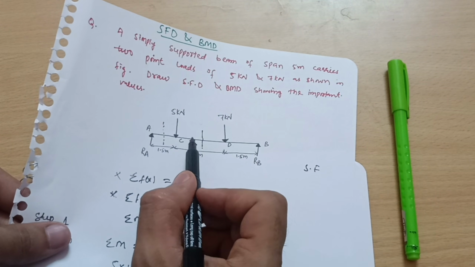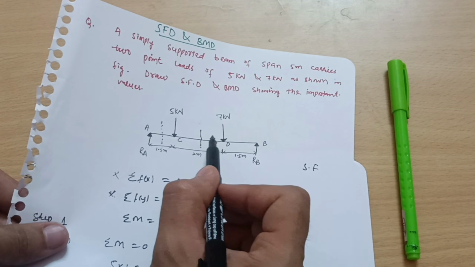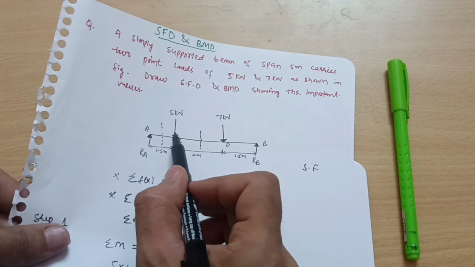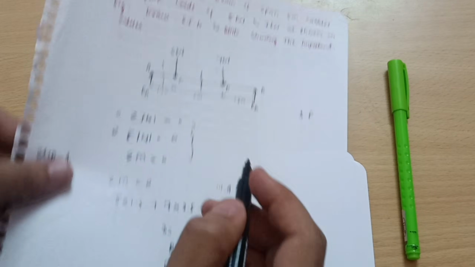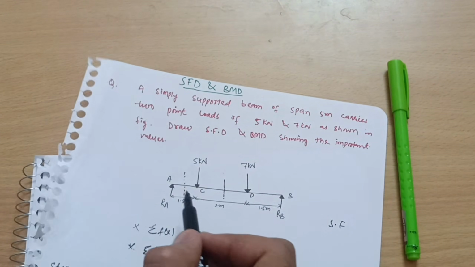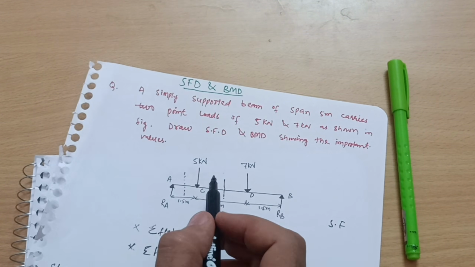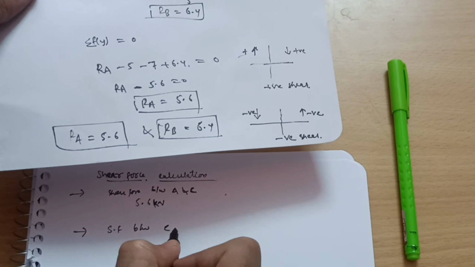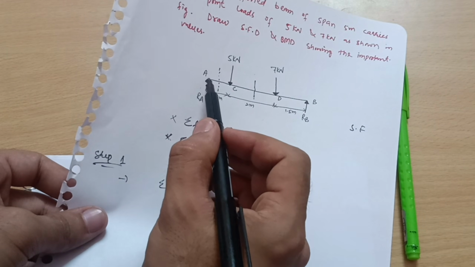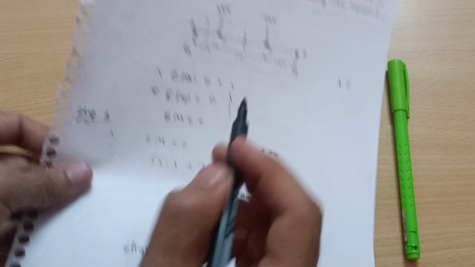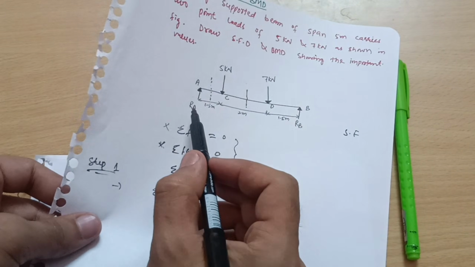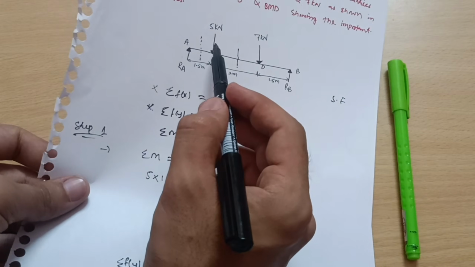So you have to consider the summation of forces either on the left hand side or on the right hand side. So here I can take this one also, this one also, as two forces are there. It is your choice whichever you take. So I will take here A and this one, 5 kilonewton. So what is the shear force between C and D? If it is acting upwards on the left hand section, that is positive. That is your 5.6, Ra value is 5.6, and then 5 kilonewton.